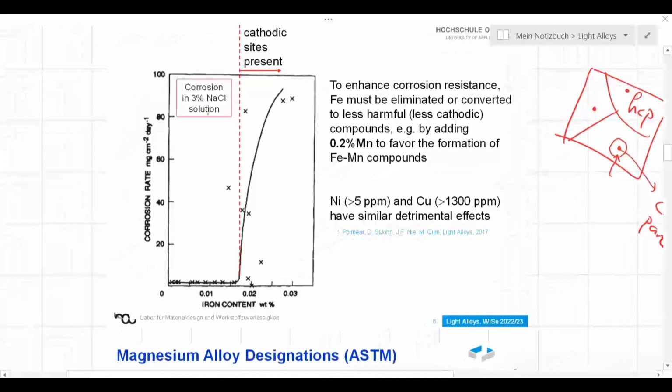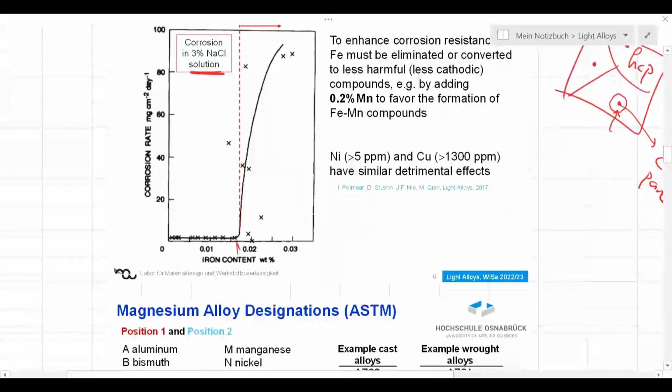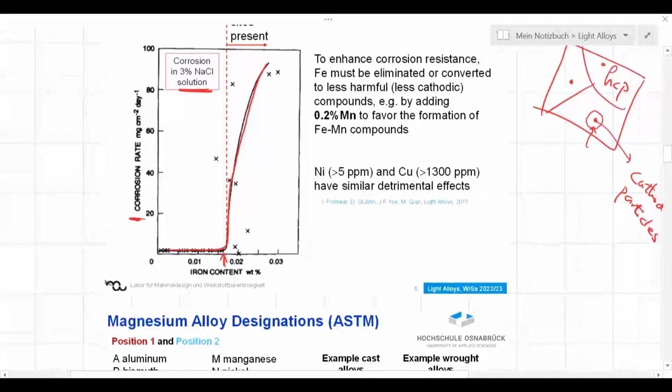Here are some results showing the corrosion resistance of magnesium in a solution containing 3% of salt. As soon as the concentration of Rn exceeds this critical level, we are going to see a huge increase in the corrosion rate, right? Corrosion rate goes up dramatically as soon as this critical limit is exceeded. There are some strategies in order to cancel out the role of these detrimental elements.